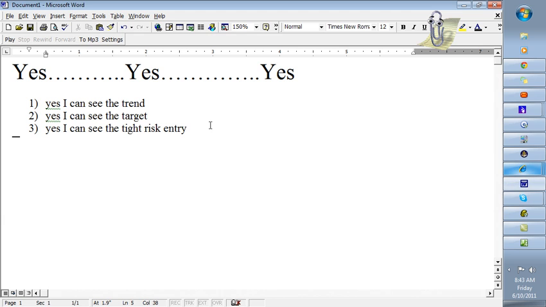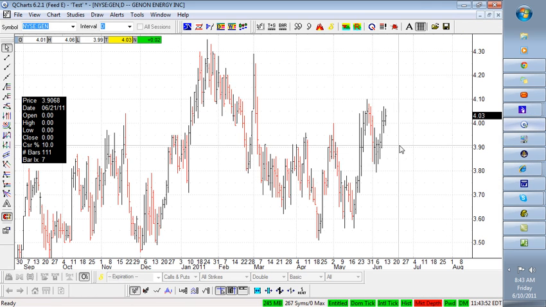Okay, let's do a quick review. Yes, I can see the trend. Yes, I can see the target, or not see the target, but I can see other good stuff. And yes, I can see the tight risk entry. Okay, let's take a look at what this really means.